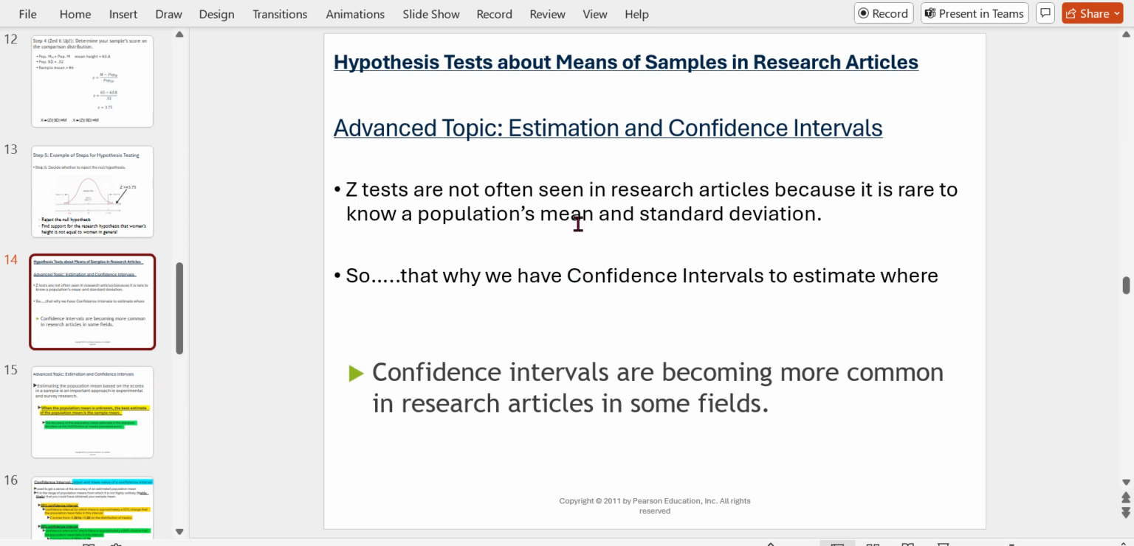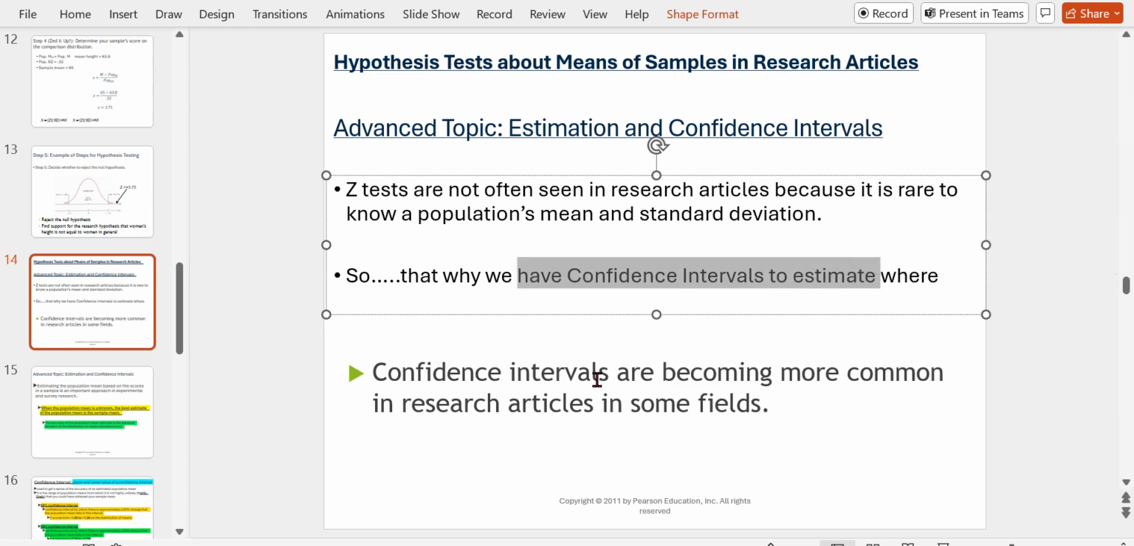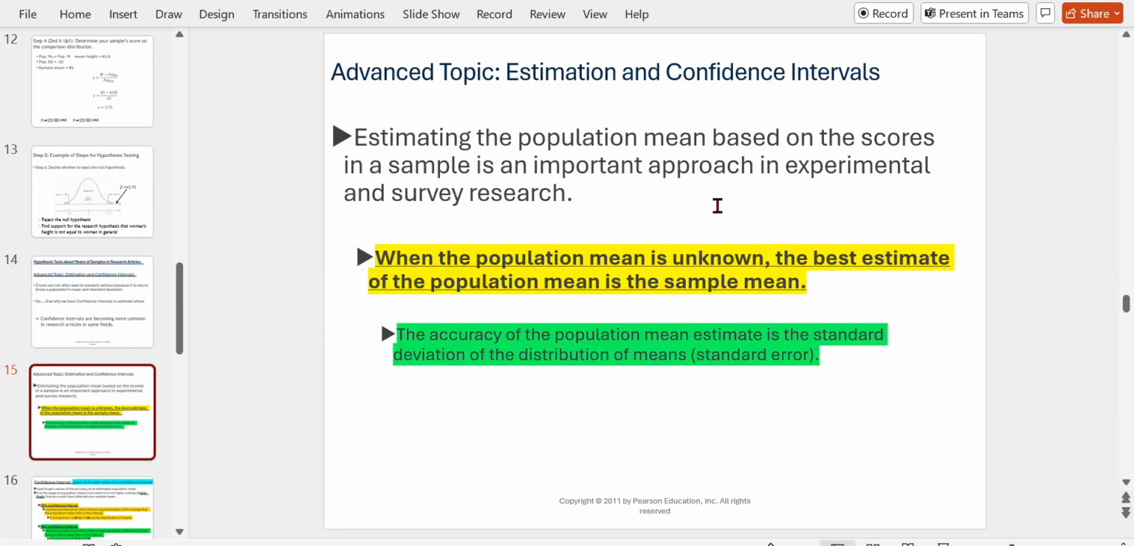Moving on here, and this is where we kind of tie back into estimation and confidence intervals. Okay, Z-tests are not often seen in research, because we really don't have that original population to fall back on. So that's why we use these confidence intervals. They're becoming more common, all right. Estimating the population mean based on the scores in a sample is an important approach to experimental and survey research. When the population mean is unknown, the best estimate of the population mean is your sample.